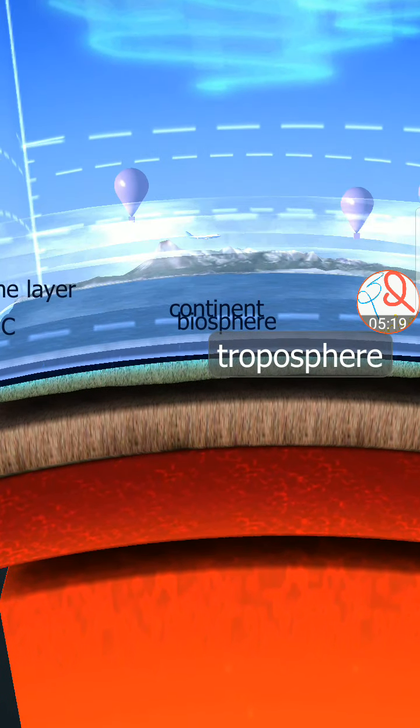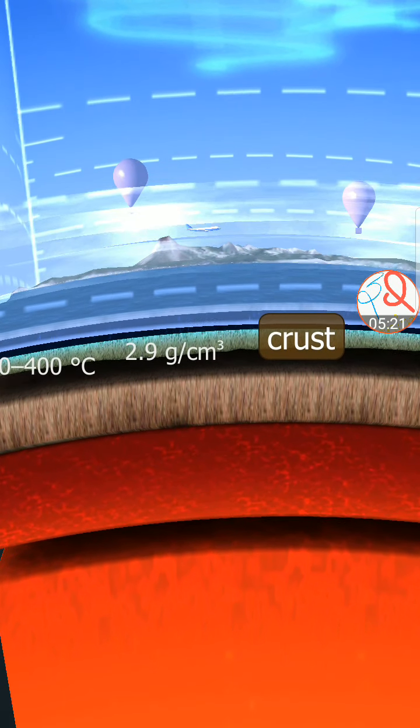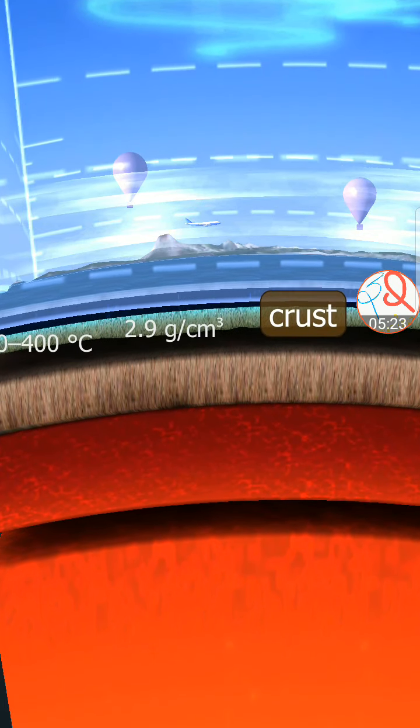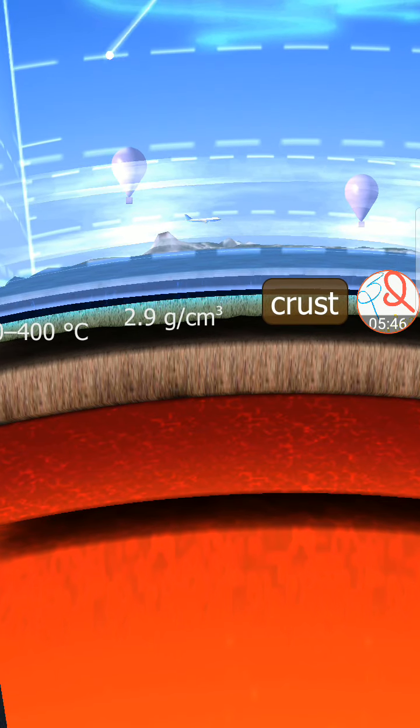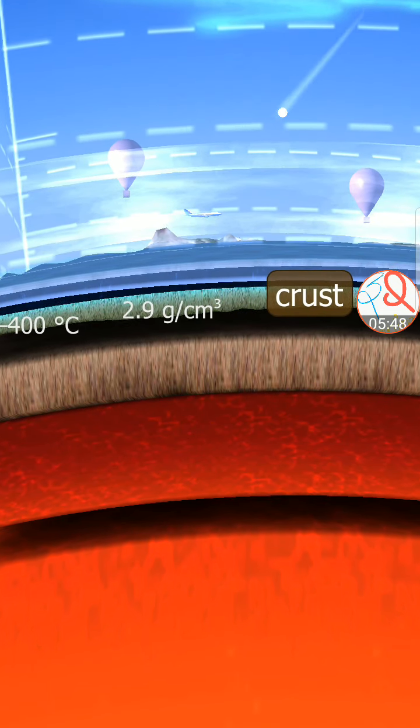The outermost of the inner layers of the Earth is the crust. The composition of the continental crust is more diverse and thicker than the oceanic crust. Its upper layer is rich in silicates, while its lower layer consists of higher density rocks which are rich in metals. The Mohorovičić discontinuity, also called the MOHO, is a boundary located between the crust and the mantle, where seismic waves from earthquakes are refracted.